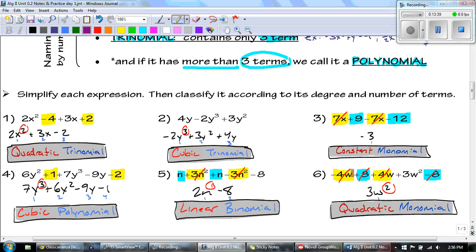And in number 6, everything canceled except for that 3w squared. So since it's squared, that means it's quadratic. And then there's only one term, so it's a quadratic monomial.